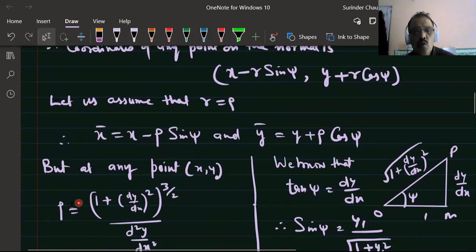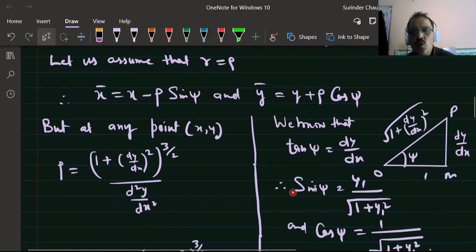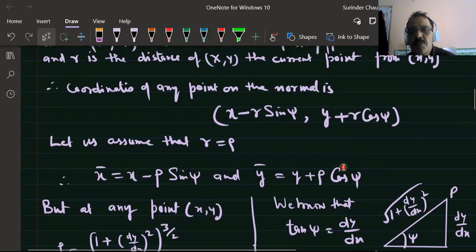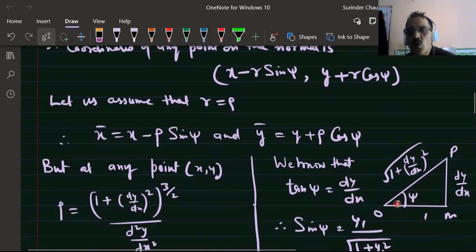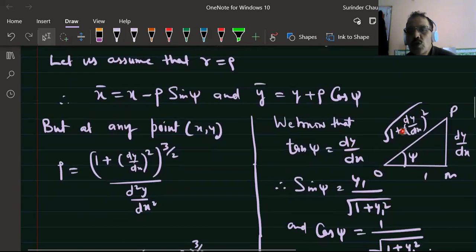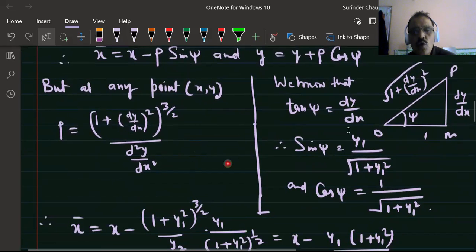Now we want to find these coordinates. We know the formula for rho is (1 plus y1 squared) whole to the power 3 by 2 upon y2. And tangent psi is equal to y1. Taking a right triangle with perpendicular y1 and base 1, the hypotenuse comes out to be root of 1 plus y1 squared. So sin psi equals perpendicular upon hypotenuse, and cos psi equals 1 upon root of 1 plus y1 squared. Now substitute the values of rho, sin psi and cos psi.